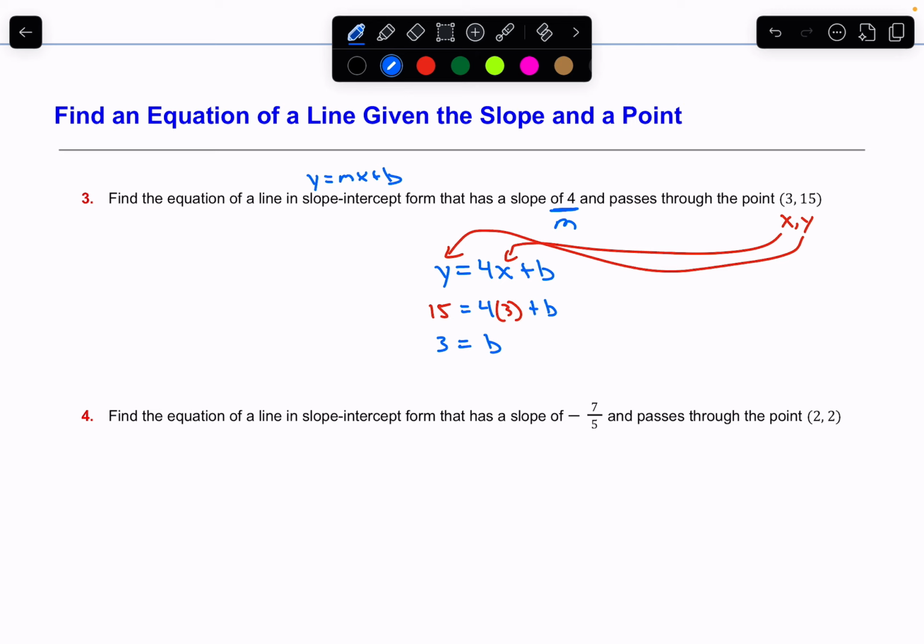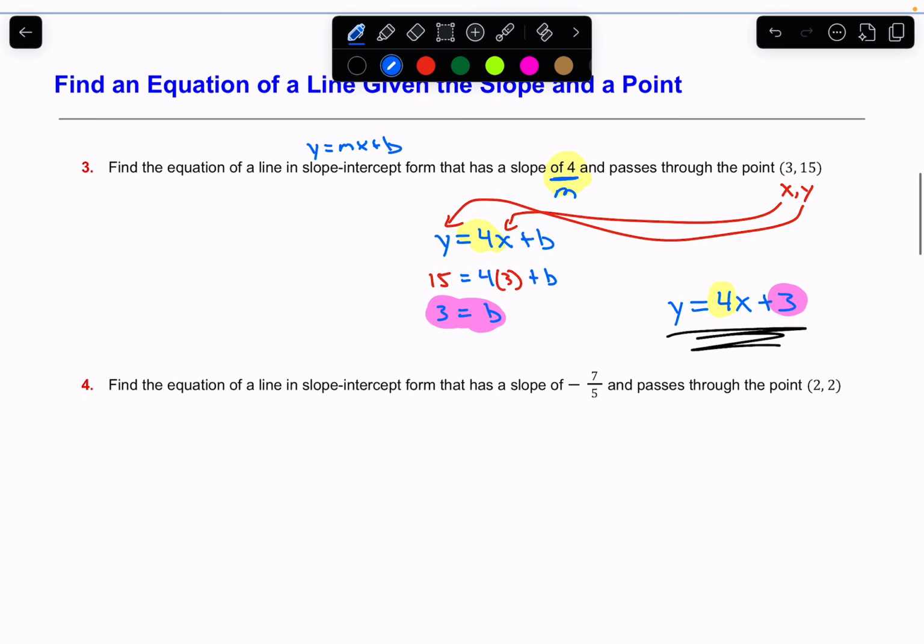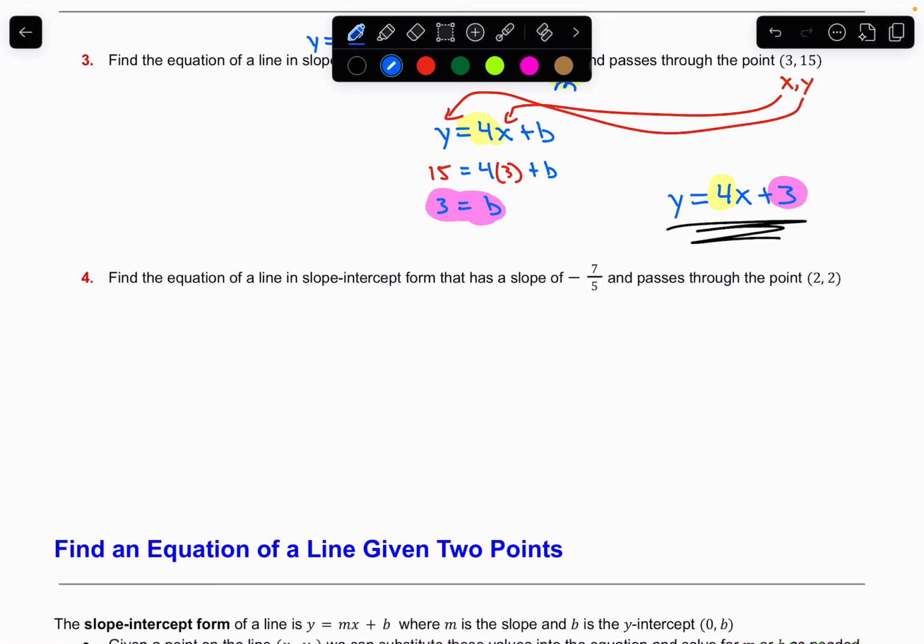If 3 is equal to b, now I can write the actual equation of this line. I take my b and say that y = 4x + 3, where the 3 I just found goes into my formula, and I had the slope of 4 from the very beginning. So overall my answer is just y = 4x + 3. All right, next one. Now we have a slope of -7/5, and it's passing through the point (2, 2). Nothing about our process is going to change. I'm going to start with this slope that's given to me and write the equation y = -7/5x + b.